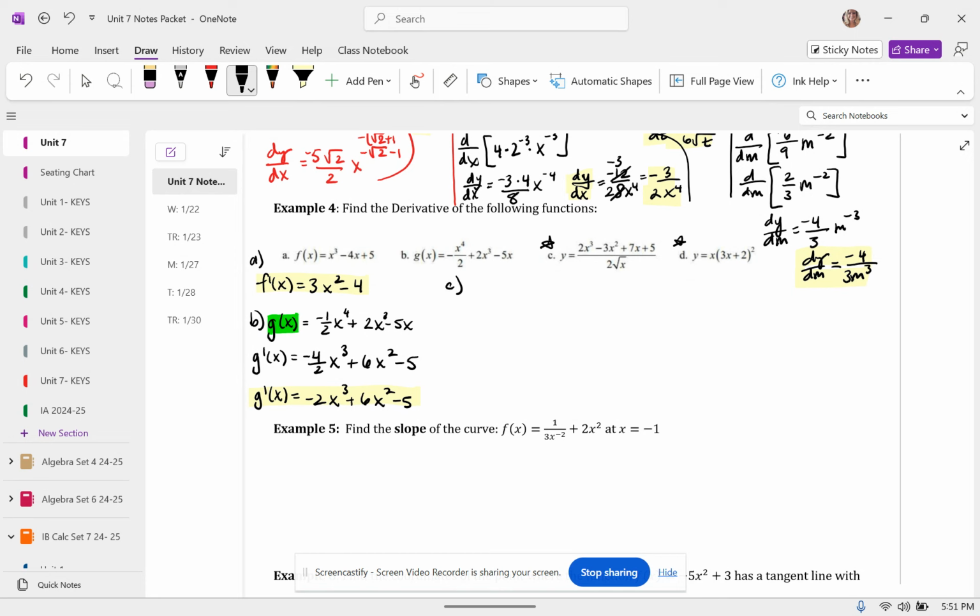Alright, so now let's start C. So I see that C has stuff in the top and stuff in the bottom. So I know that I can rewrite this as a power of 2x to the 1/2. And then I see that there's an x here, an x here, an x here, and then we'll figure out what's going on with that one. What I'm going to do is separate each term across the pluses and minuses because I am okay to do that. It's kind of like decomposing the numerator in a fraction.